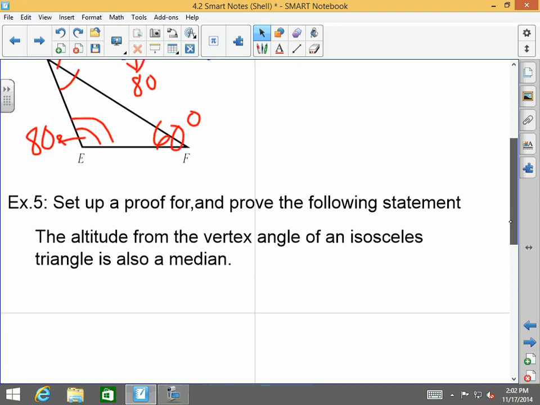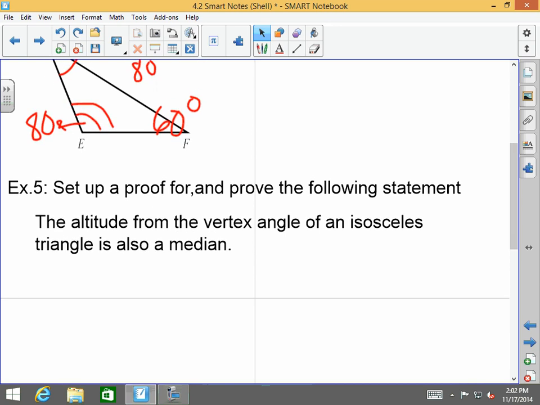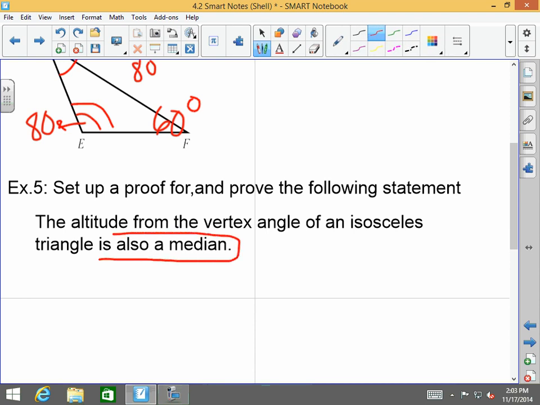Set up a proof for, comma, and prove the following statement. The altitude from the vertex angle of an isosceles triangle is also a median. Okay? So in this particular case, the "prove" is what you're trying to prove. You're trying to prove that the altitude is also a median.